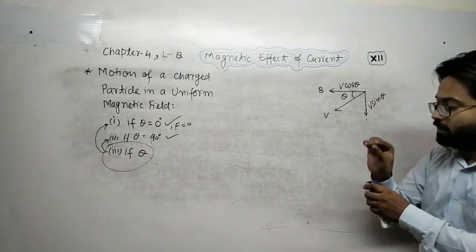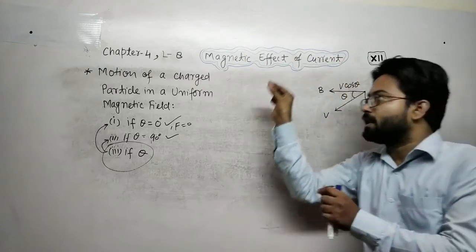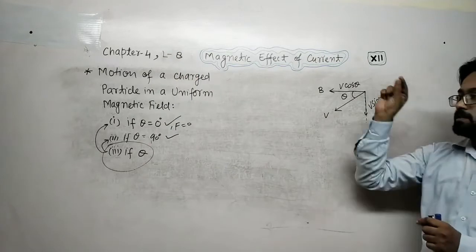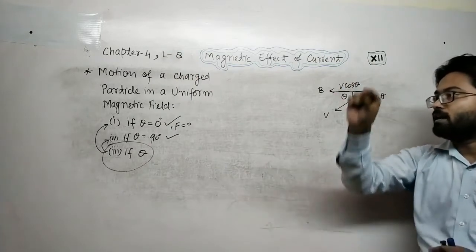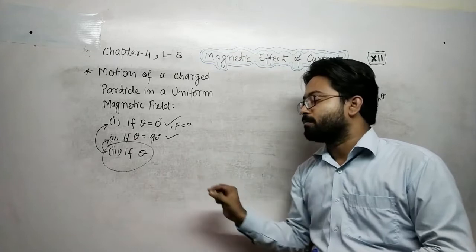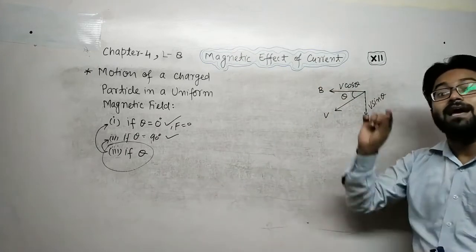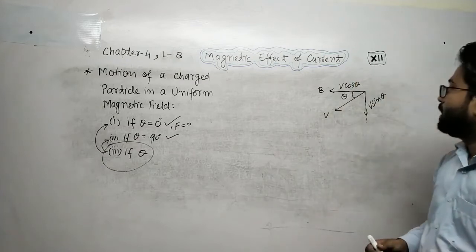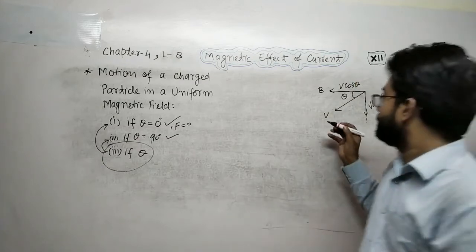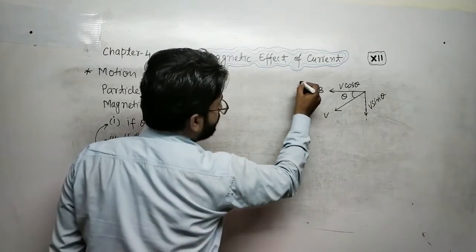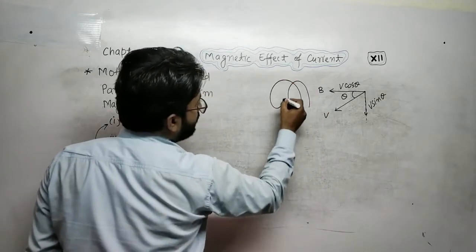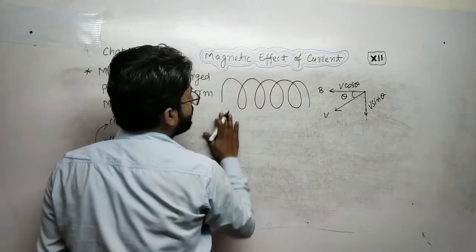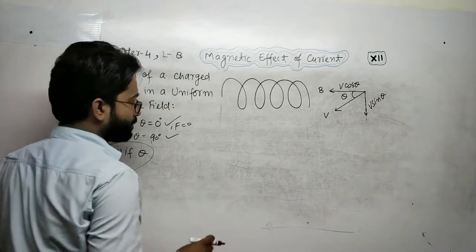The charged particle will move in a helix, like a spring path. Okay, the charged particle will move in a circle, and will move in a helix or spring-like path. Hope you are getting it. Means the charged particle will make a circle and move forward both.